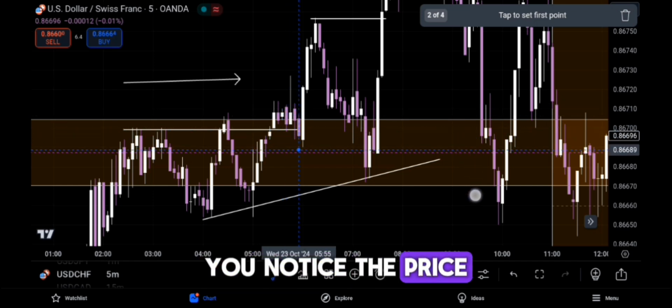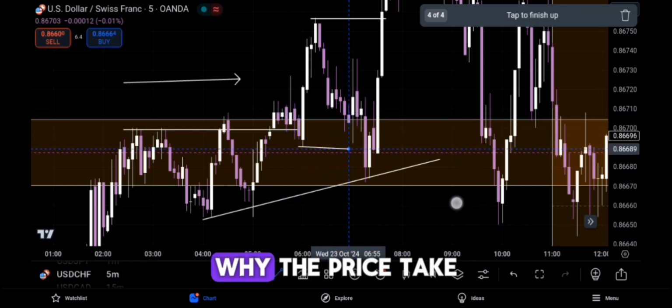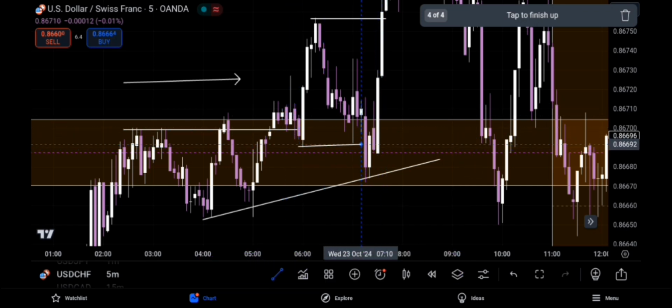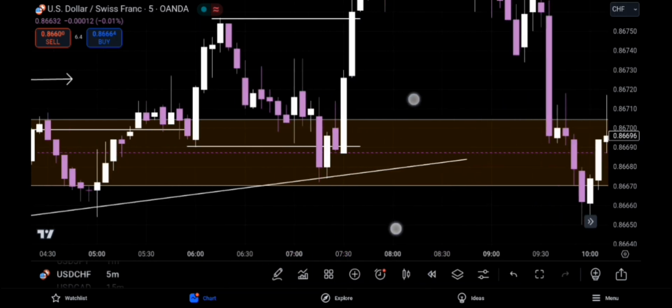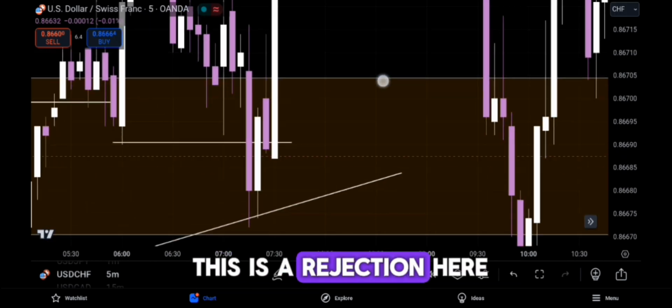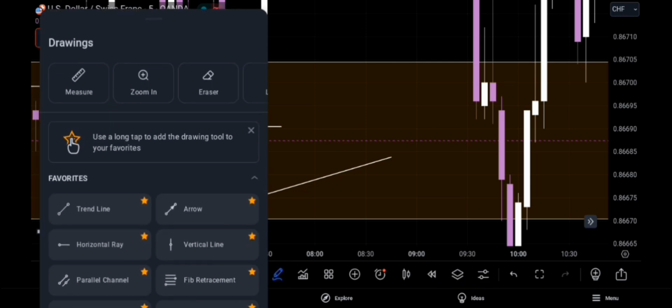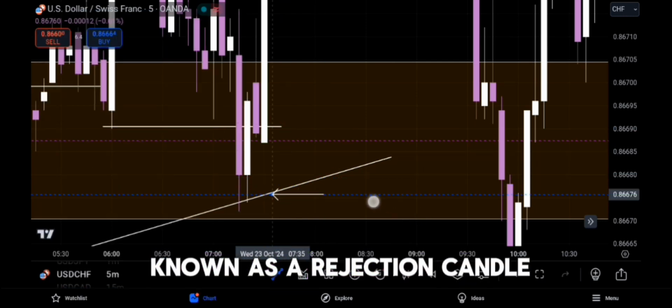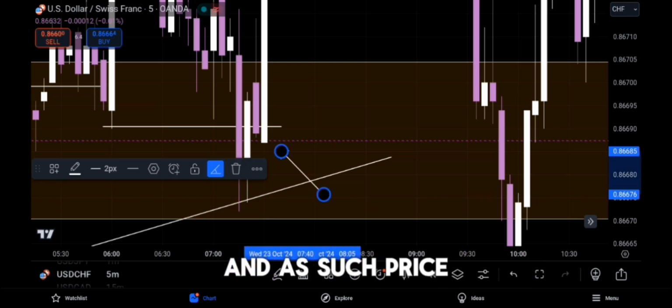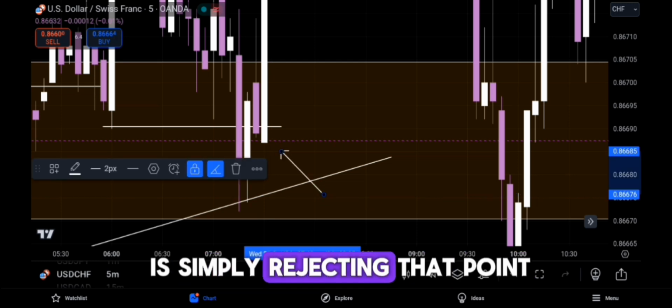You will notice that price took out this high. Why did price take out this high? Look closely at this chart. You will notice that this is a rejection here. This right here is known as a rejection candle, and as such, price is simply rejecting that point.